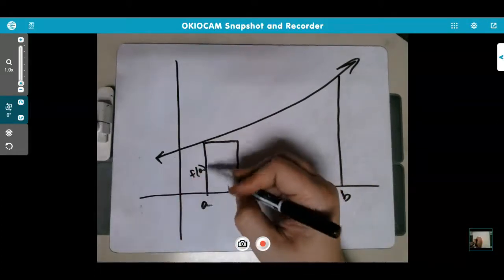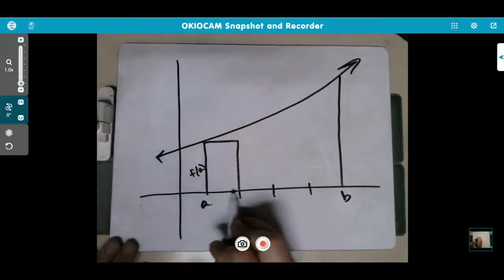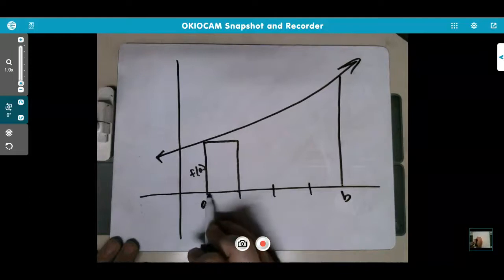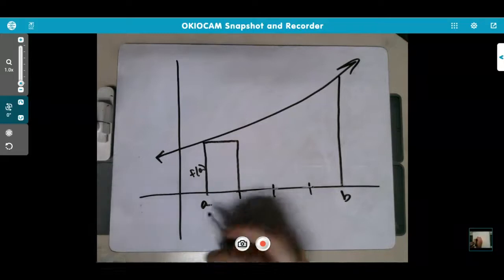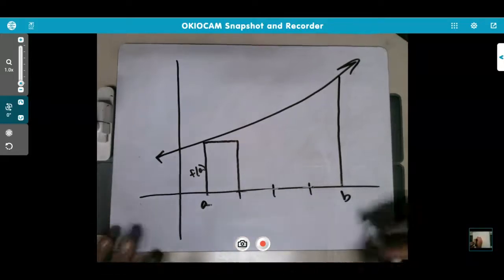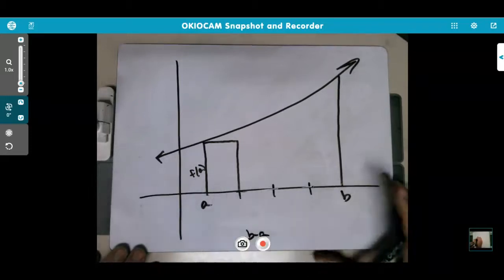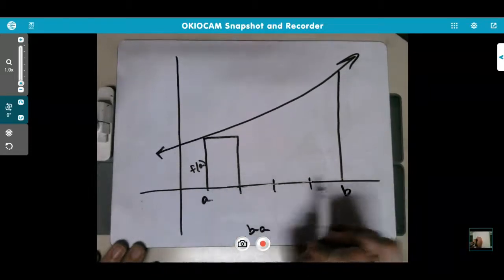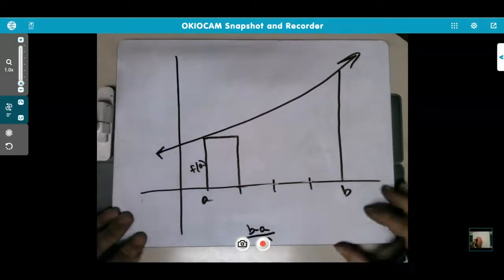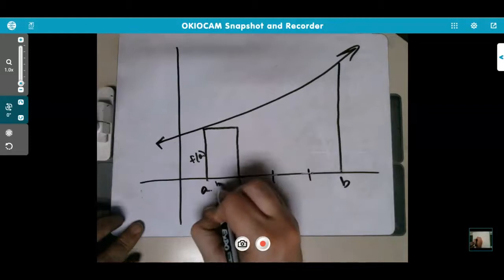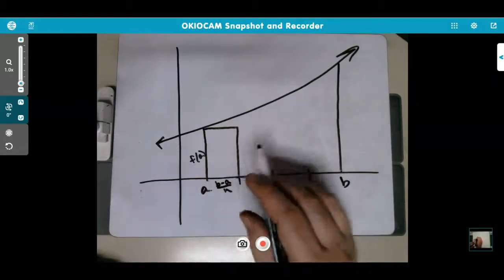That's my height, right? And then my width, how I find that is it's the length of each part. So let's think about how I got that. My total length is going to be b minus a. For each part, it depends on how many parts there are, so it's going to be over how many parts I have. So my width is going to be b minus a over n.